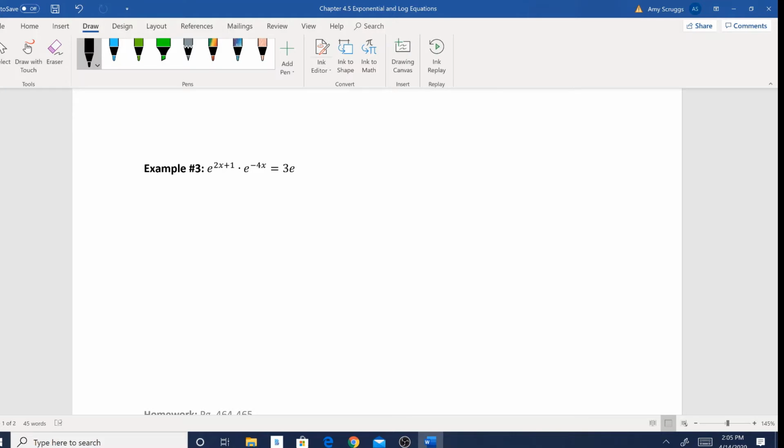So just like, for example, if I had 3 squared times 3 to the 4, and I said, okay, I want you to condense it for me, rules of exponents say that when you are multiplying, you add your exponents together. So that's exactly what we're going to do here in example 3. We're going to add our exponents together. So that's going to give us something along these lines. If I condense it a little further, it should be negative 2x plus 1 is equal to 3e. Okay? So easy peasy there, right?